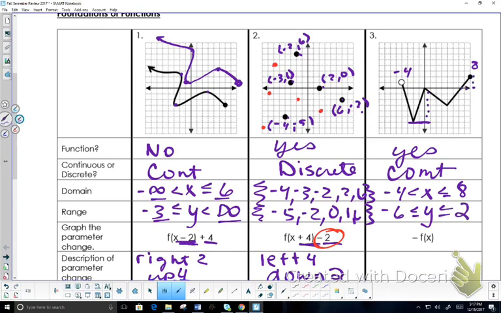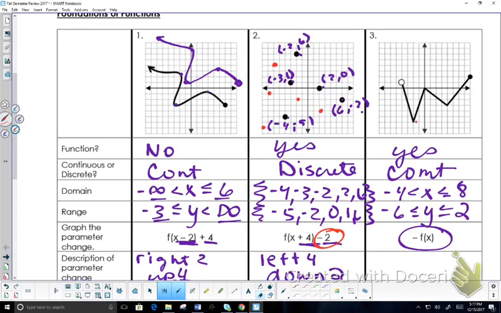This one is negative f of x. This is on the outside, so it means it's going to impact my y's. And it's saying to take negative 1 and multiply it by my y's. So if I do that, let me go ahead and erase everything I've already written on this graph so it's not in the way. If I do that, all I'm going to do is flip these points.